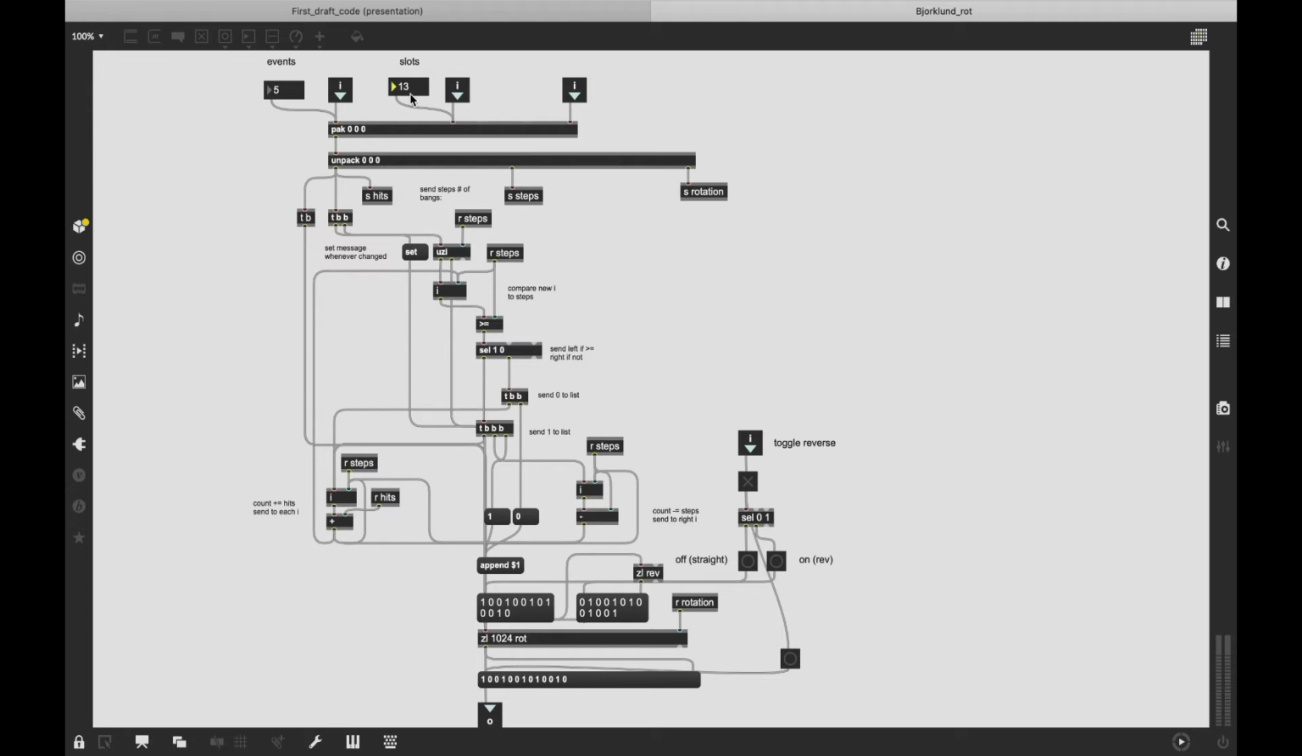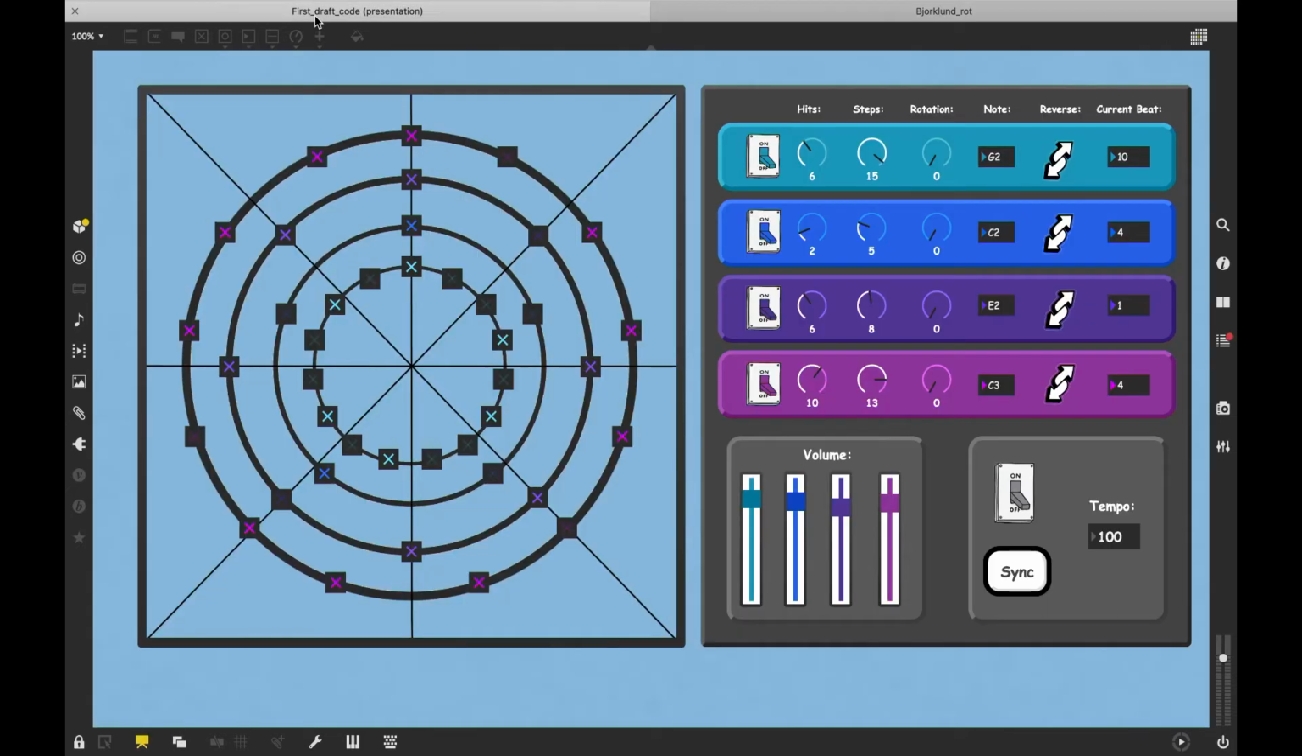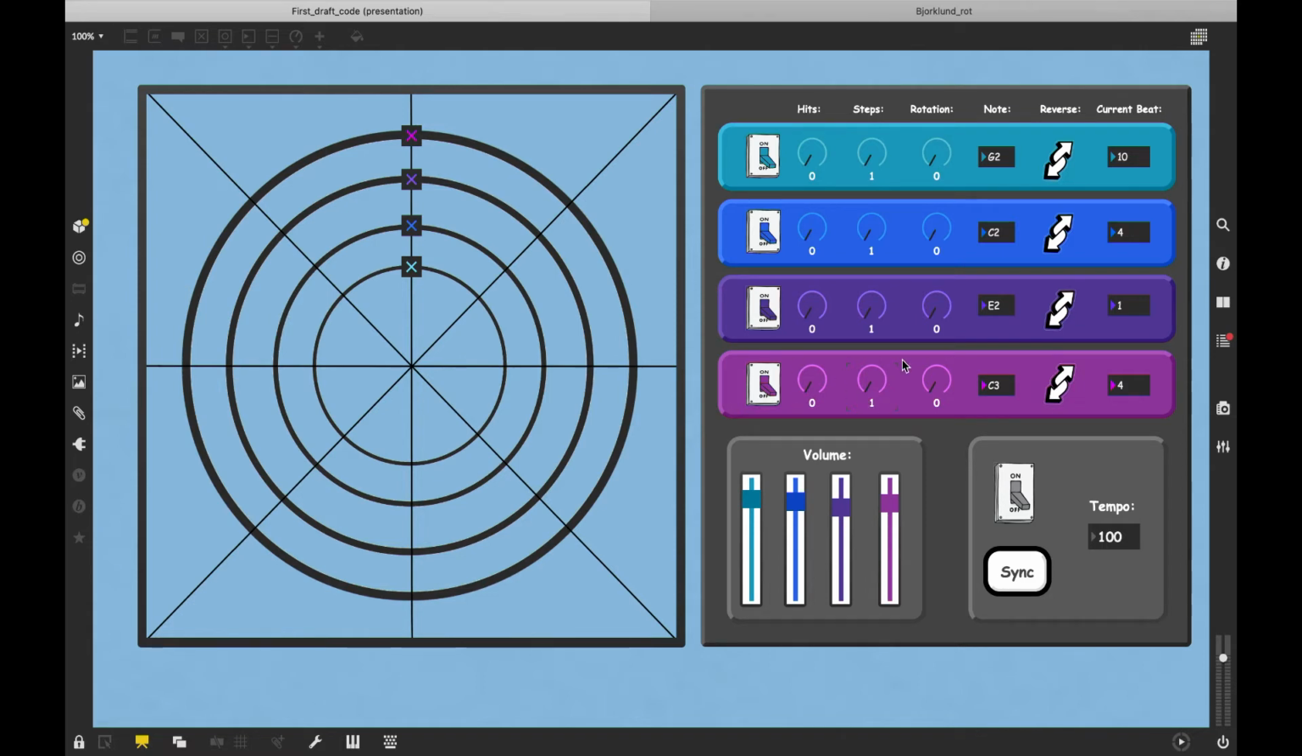I limited it to be up to 16 slots, so we can say try and evenly space 4 hits over 16 slots. We'll obviously end up with 1 followed by 3 zeros repeated 4 times. So if we take this sequence of 1s and 0s, plug it into something like the drum machine project, then we end up with a sequencer. So this is my sequencer.